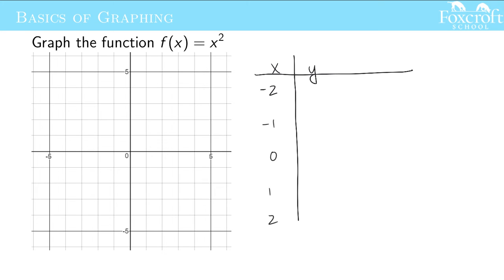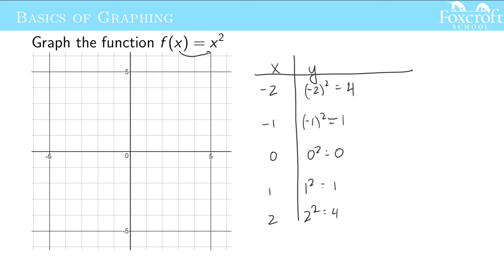So -2, -1, 0, 1, and 2. They're small numbers, they're easy to plug in, and they're in the center of my graph, so I can figure out what my graph is going to look like. So I plug these in. My function tells me when I plug in x, I square it. So I'm going to take this -2 and square it. And remember, when you square a negative, it becomes positive, so I get +4. -1 squared is +1. 0 squared is 0. 1 squared is 1. And 2 squared is 4.